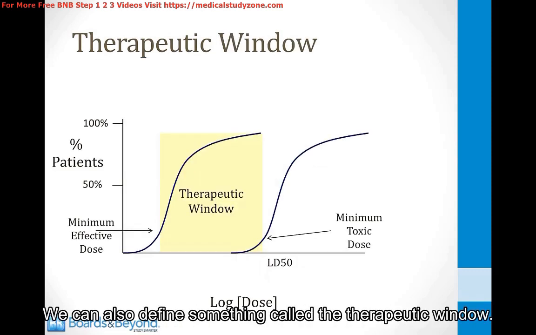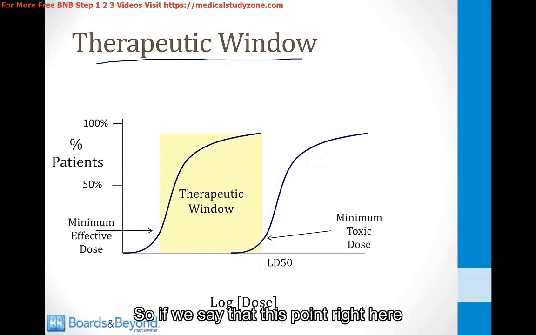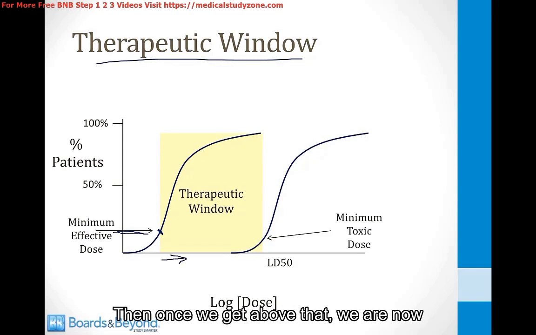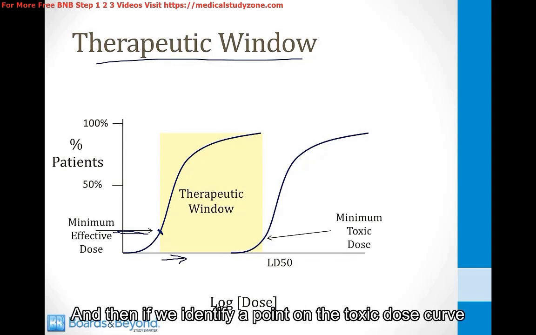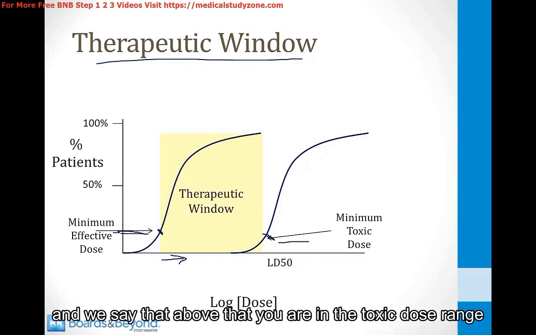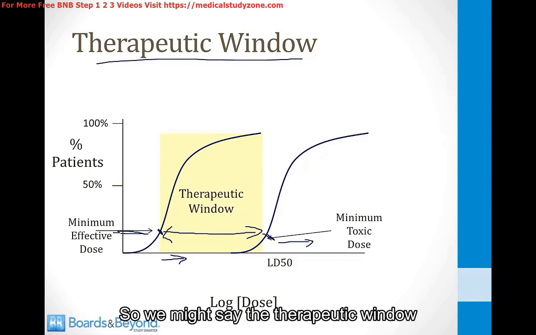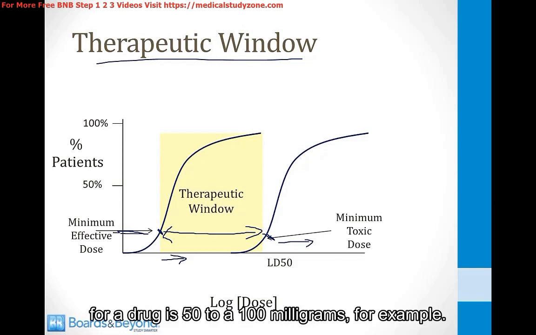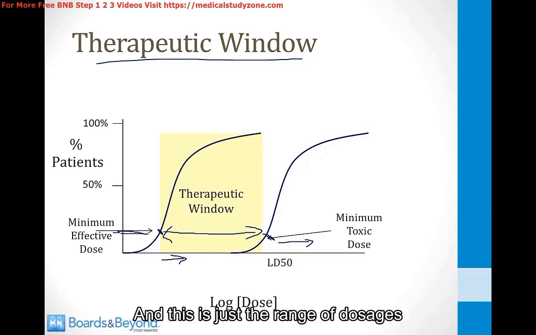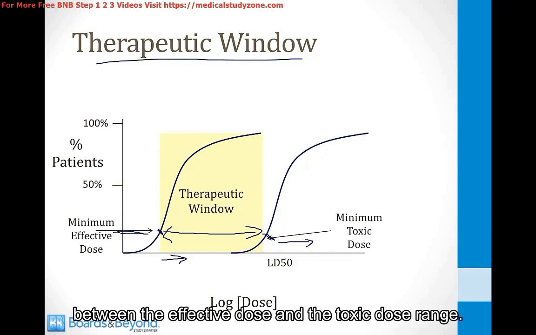We can also define something called the therapeutic window. So if we say that this point right here on the y-axis is the minimum effective dose, then once we get above that, we are now in the therapeutic window. And then if we identify a point on the toxic dose curve, and we say that above that you are in the toxic dose range, then we can define the therapeutic window as the range between those 2 points. So we might say the therapeutic window for a drug is 50 to 100 milligrams, for example. And this is just the range of dosages between the effective dose and the toxic dose range.